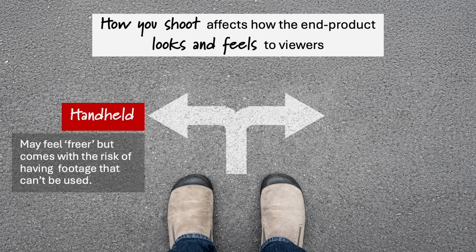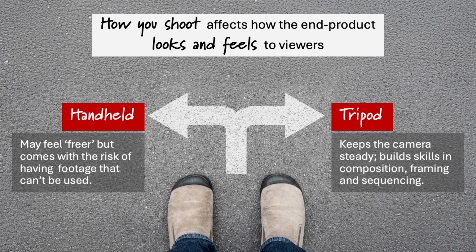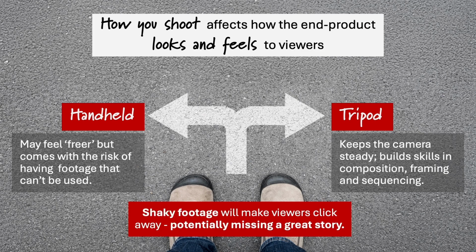Handheld may feel freer, but comes with the risk of having footage that can't be used. A tripod keeps the camera steady and builds skills in composition, framing, and sequencing. Shaky footage will make viewers click away, potentially missing a great story.